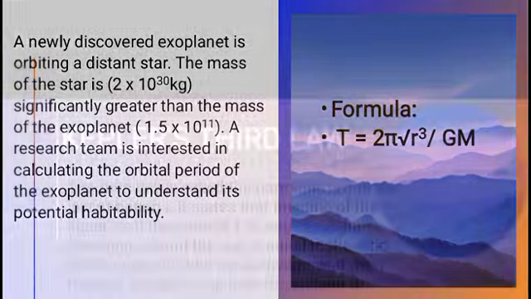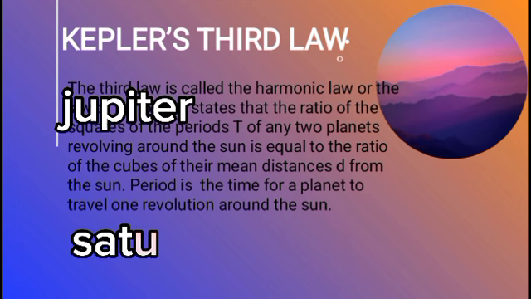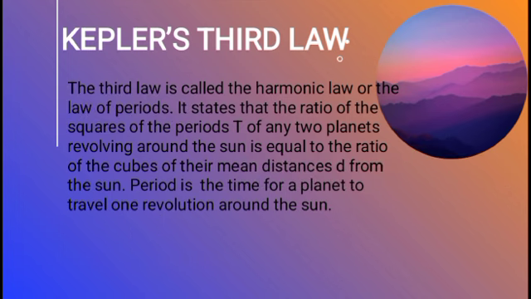Let's move on to Kepler's third law of planetary motion, also called the law of periods. It states that the square of a planet's orbital period is proportional to the cube of its average distance from the Sun. In simple terms, the farther a planet is from the Sun, the longer it takes to complete one orbit. That's why outer planets like Jupiter, Saturn, and Neptune take many Earth years to revolve around the Sun.